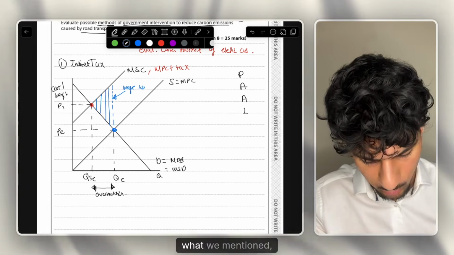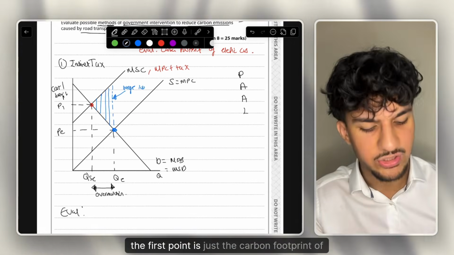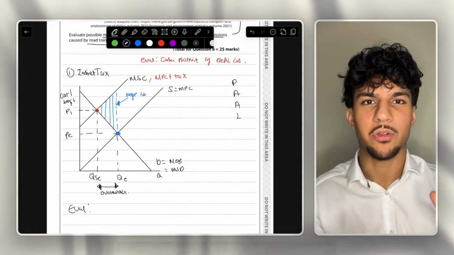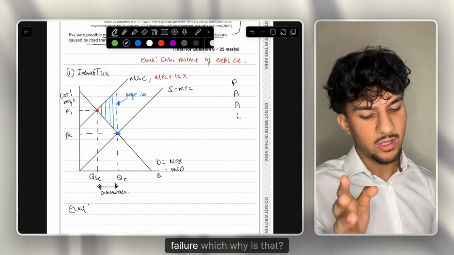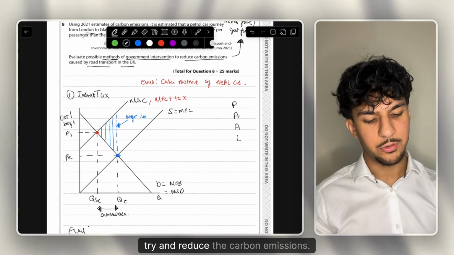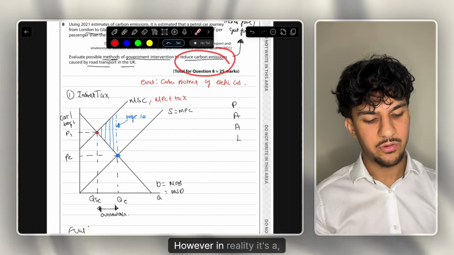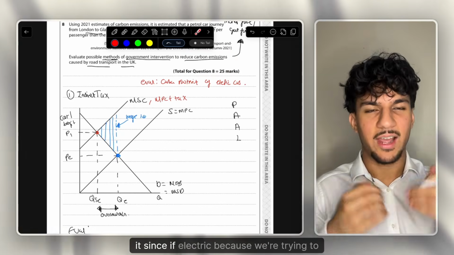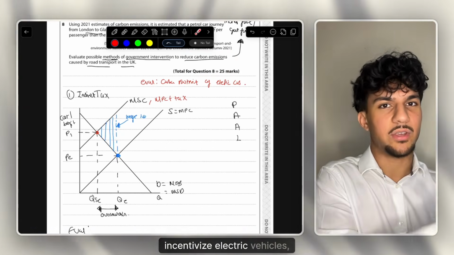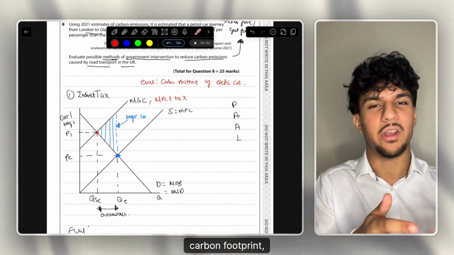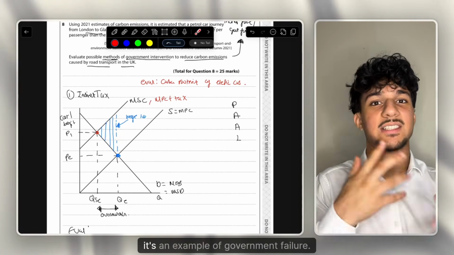So like I said before, the first point is that the carbon footprint of electric cars is, of course, absolutely massive. So you can link that to government failure. Why is that government failure? The government have intervened in the market to try and reduce the carbon emissions. However, in reality, it's not a great policy, is it? Because we're trying to incentivize electric vehicles, but if electric vehicles also have a massive carbon footprint, it's an example of government failure.